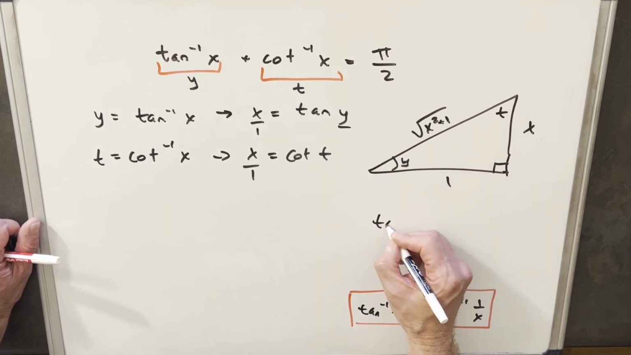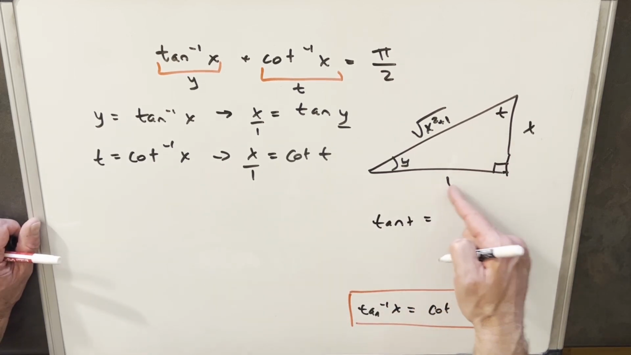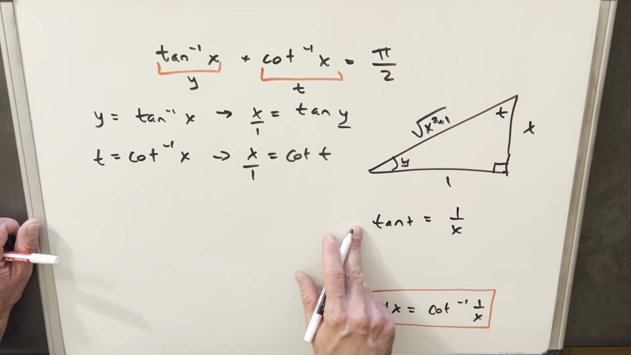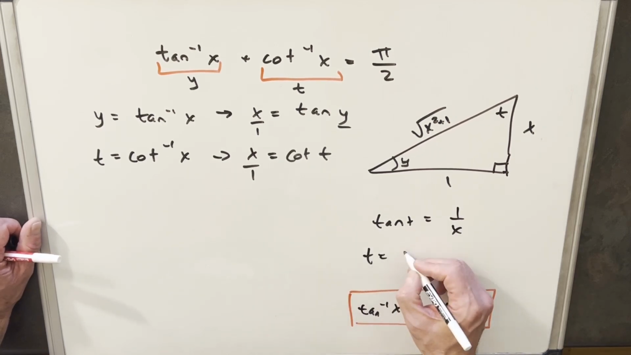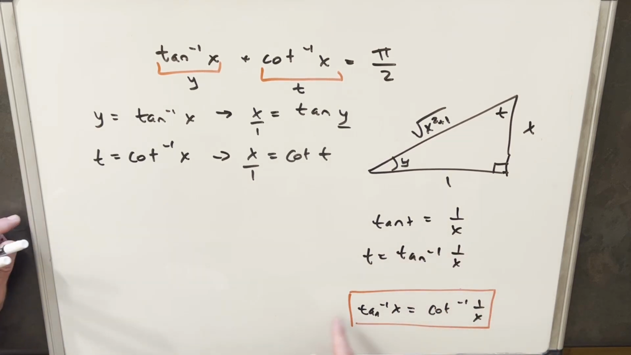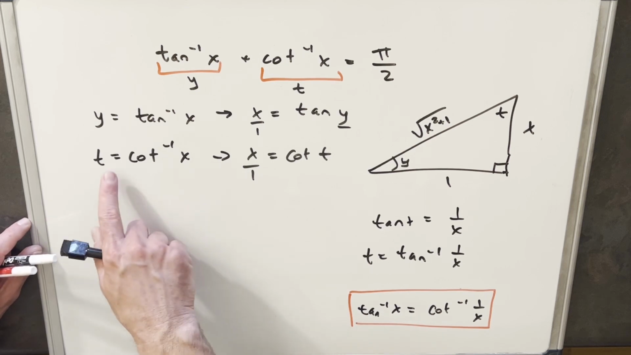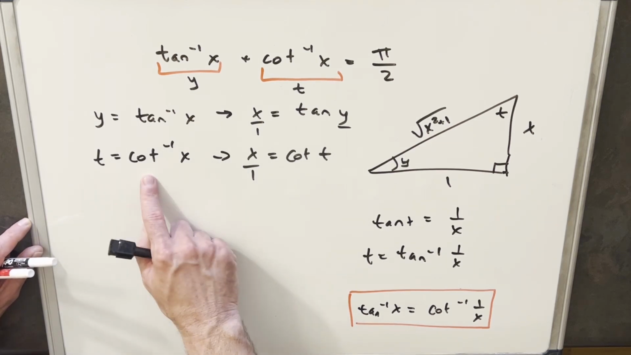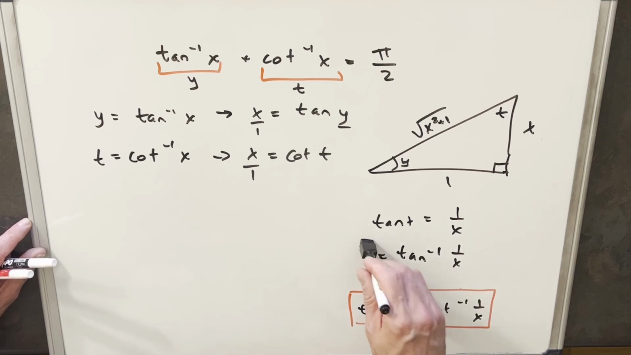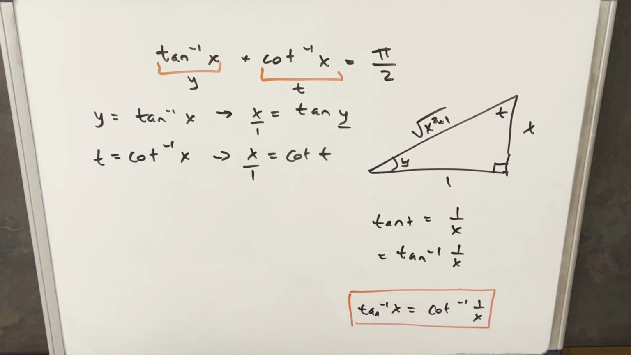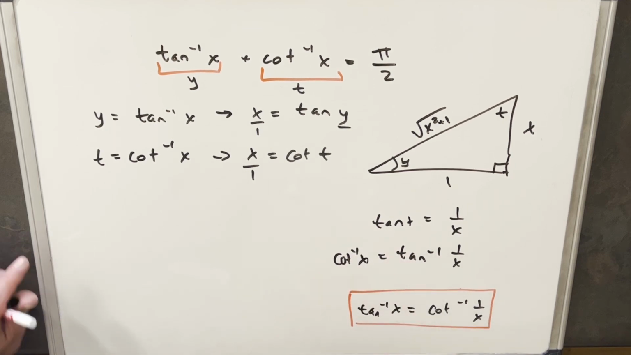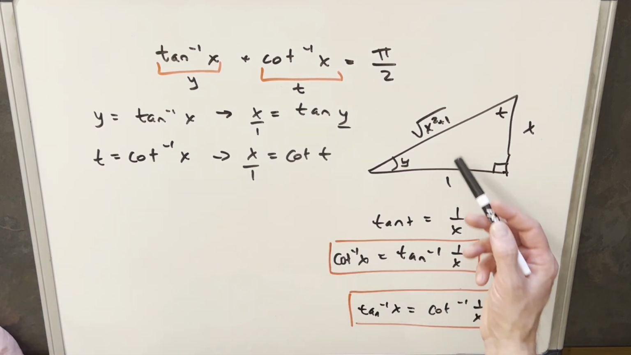We could look at tan of t. Tan of t is going to be opposite over adjacent, so that's going to be 1 over x. Doing the same thing as before, we could take an arctan on both sides, and we find that t equals arctan of 1 over x. But this is actually the same thing like we did here. t is inverse cotangent of x, and t is arctan of 1 over x. So I can just rewrite this and get another formula, and we have inverse cotangent of x equals arctan of 1 over x. It's pretty nice, so this is pretty good.